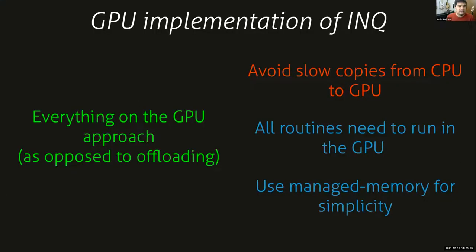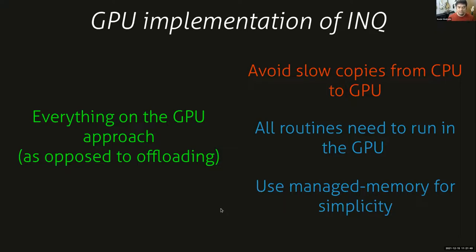To do this in INQ, we take an everything-on-the-GPU approach, as opposed to offloading. Some codes you can get away with running just one routine. You can do some offloading where you say, okay, I will hide behind the scenes, I'm going to call this library, copy the data to the GPU, and run on the GPU. You cannot really do that for DFT. The main reason is we want to avoid the slow copies of memory from CPU to GPU. But this means we need to run everything on the GPU, otherwise we get terrible performance.